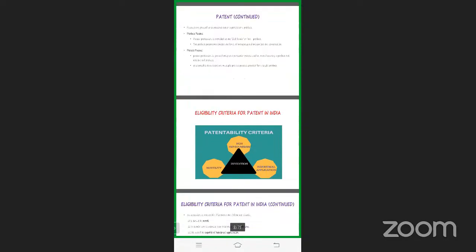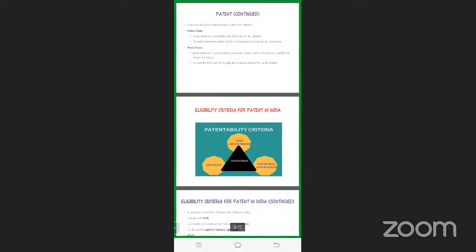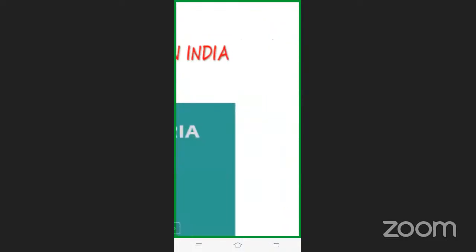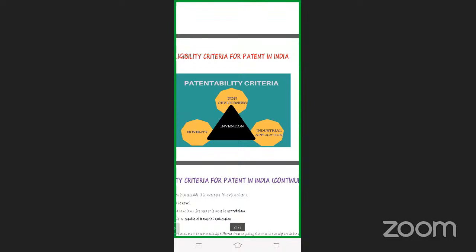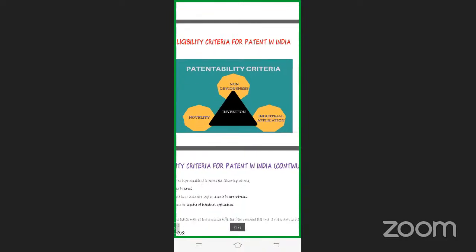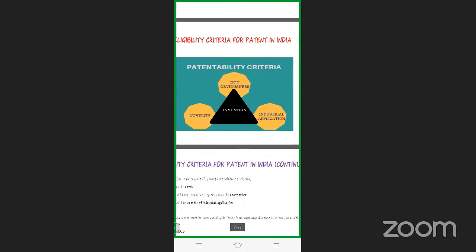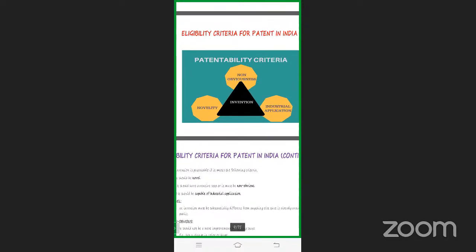Now the eligibility criteria for patent. The first eligibility criterion for a patent is non-obviousness. So what does non-obviousness mean? Non-obviousness means it is termed as non-discoverable. So it should be a thing which is non-discoverable. The second one, it has to be a novel one. And the third one, it has to be suitable for industrial application.